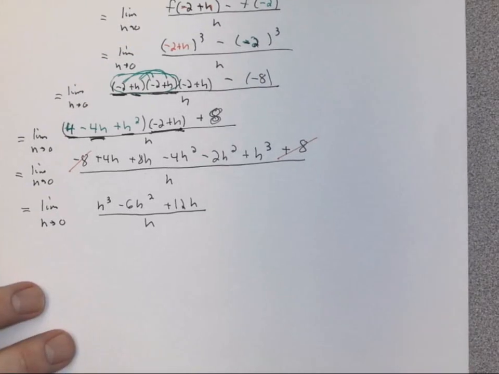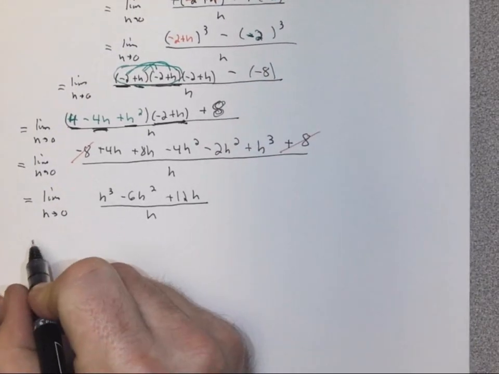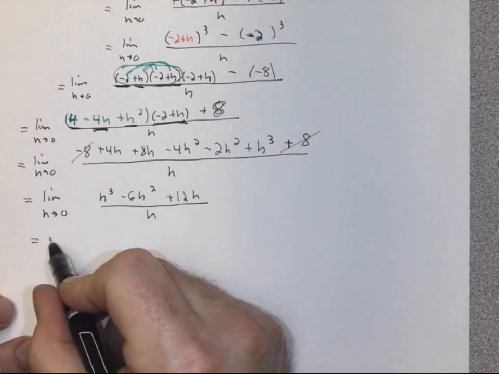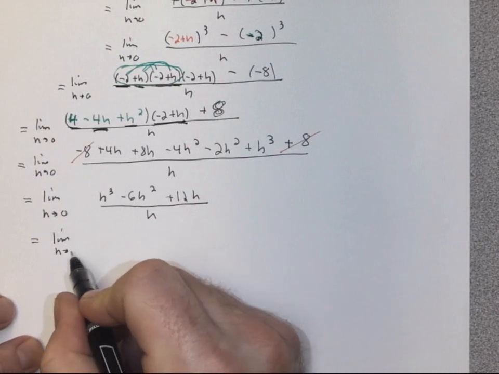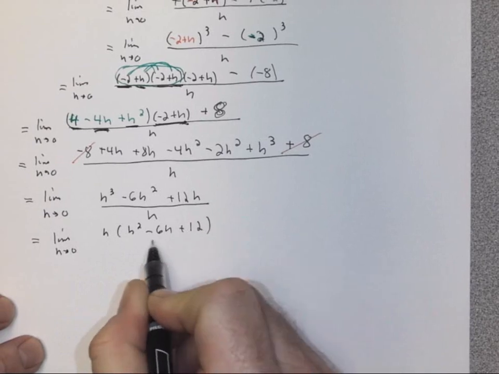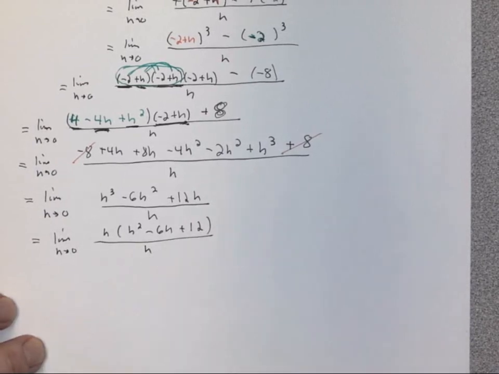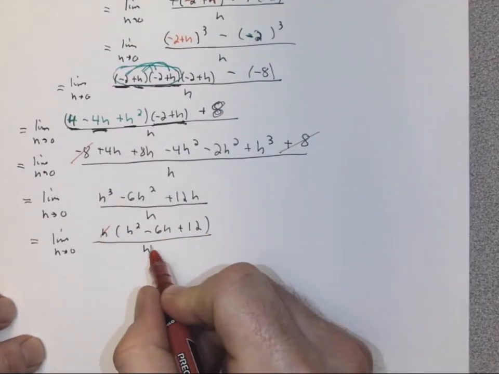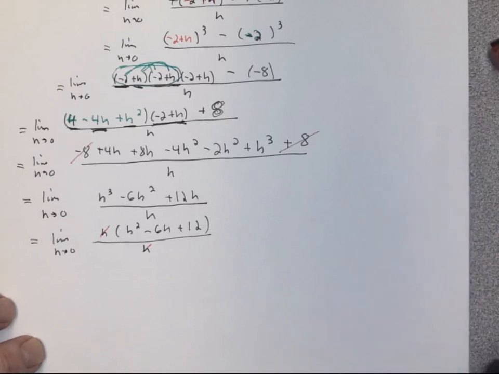All right, I can live with that. So, what can you do with the numerator? Factor out an h. So if I factor out an h, I'm left with h squared minus 6h plus 12 all over h. So that means that h on the bottom, which is our trouble factor, right, finally went away.